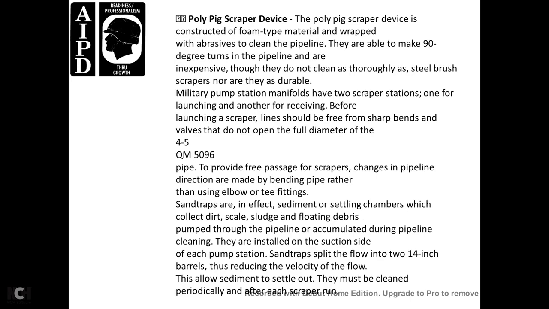Next, the polypig scraper device. The polypig scraper device is constructed of a foam-type material wrapped with abrasive to clean the pipe. They are able to make 90-degree turns in the pipeline and are inexpensive. They do not clean as well as the steel brush scrapers, nor are they as durable. Military pump stations have two scraper stations, one for launching and another for receiving.